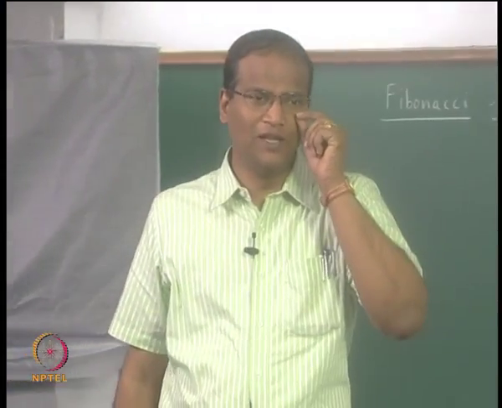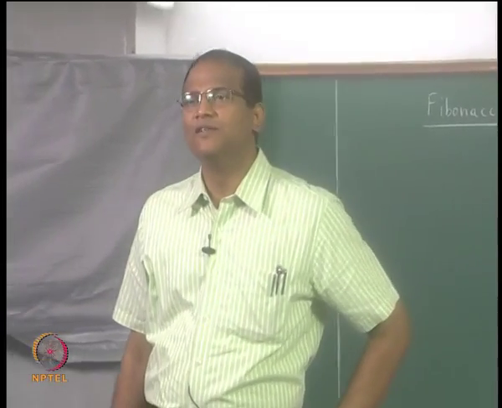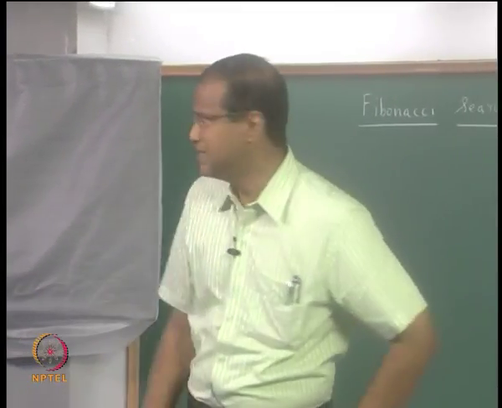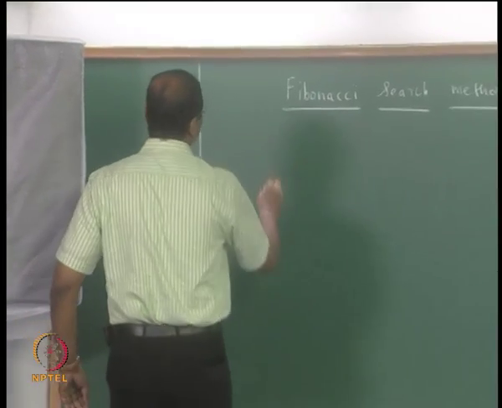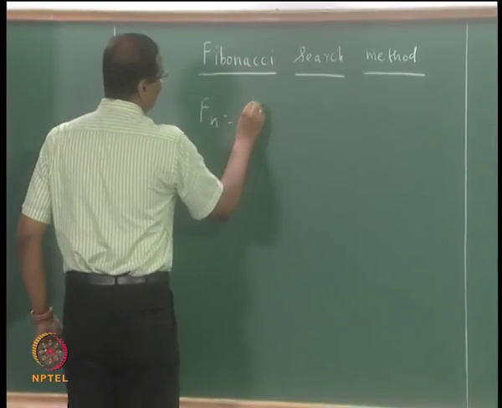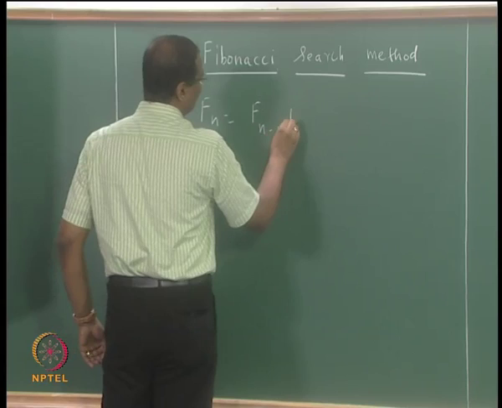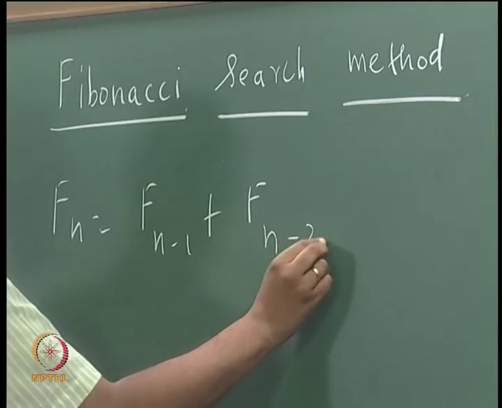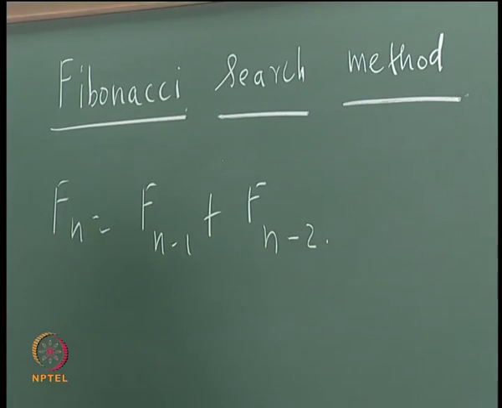Continuing with our treatment of single variable searches, we will now look at the Fibonacci search method, which basically works on the Fibonacci series. If you recall, in the last class we wrote the algorithm for any number f of n in the Fibonacci series. So the first number is 1, okay, 1.